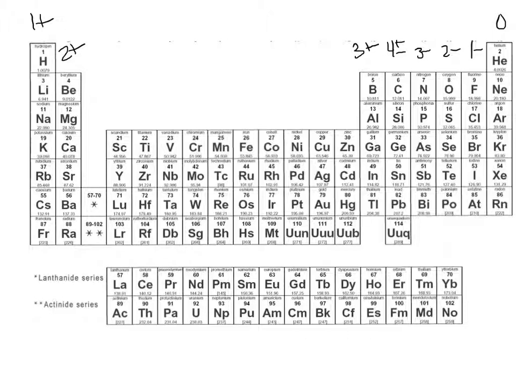Above beryllium there's a 2 plus. We skip over that entire middle section to where you get to boron, that's 3 plus. Above carbon is 4 plus or minus. Above nitrogen is 3 minus. Oxygen is 2 minus. Fluorine 1 minus. And above helium, 0.